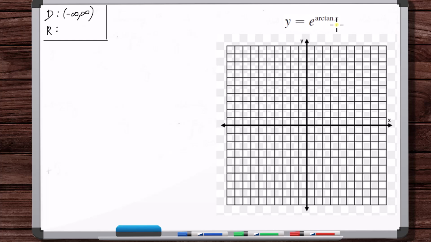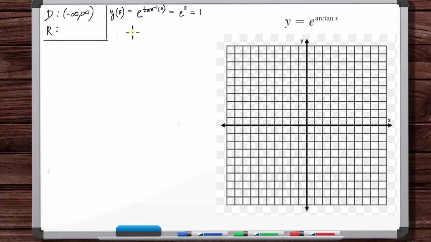You can input any x you want, any real number, and you're going to get an output. All right, what about the intercepts? Let's set x equal to 0 and solve for y. Okay, arctangent of 0 is 0. E to the 0 is 1.